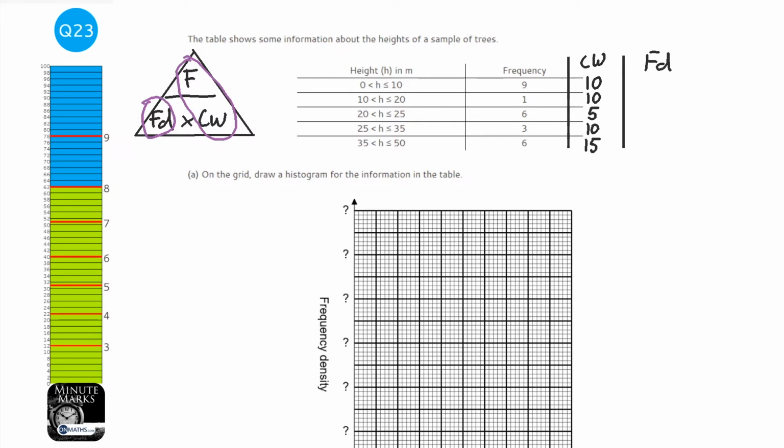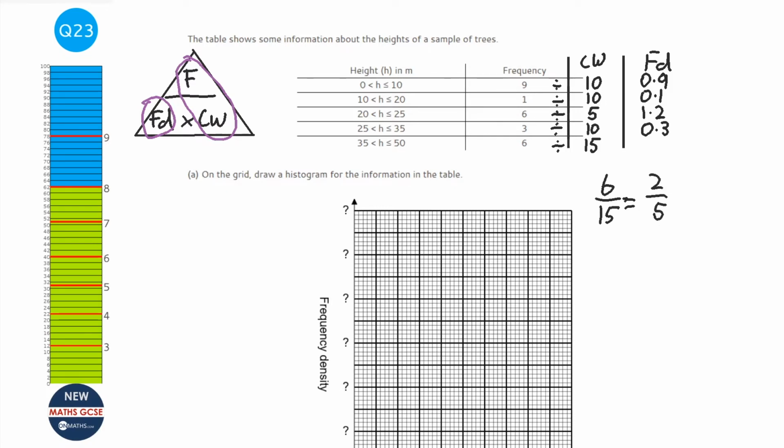And the frequency density is the frequency divided by the class width. I want to divide these. Okay, so we've got 9 divided by 10, which will be 0.9. 1 divided by 10, which is 0.1. 6 divided by 5, well that's 1.2. 3 divided by 10, which is 0.3. And 6 divided by 15. Well, if I've got a calculator it's easy, but here I can divide top and bottom by 3, so that's 2 over 5, which is 0.4.